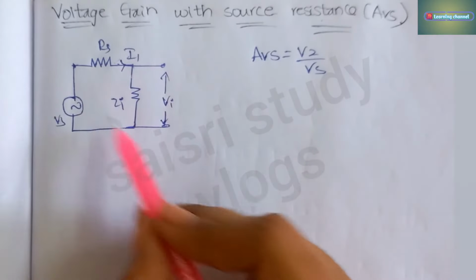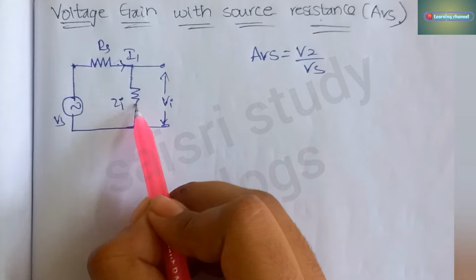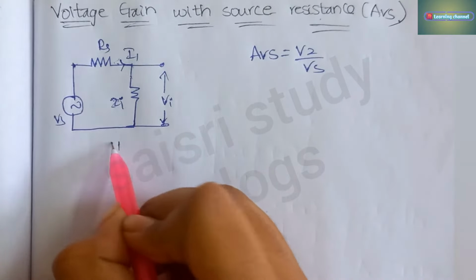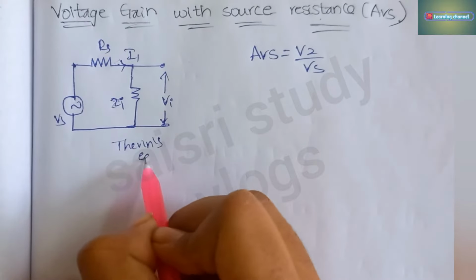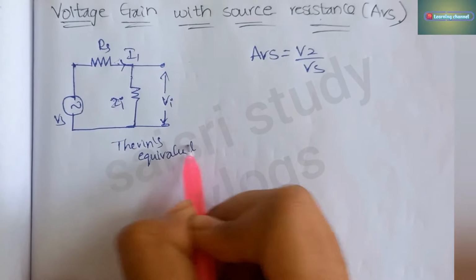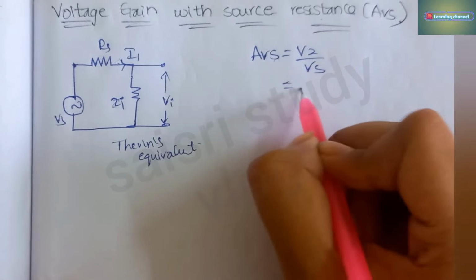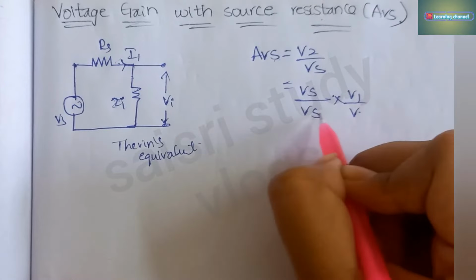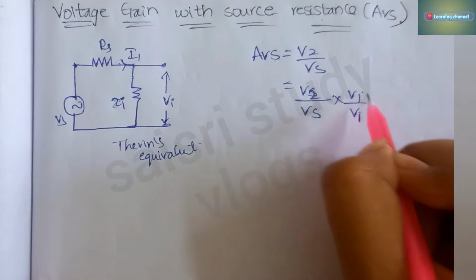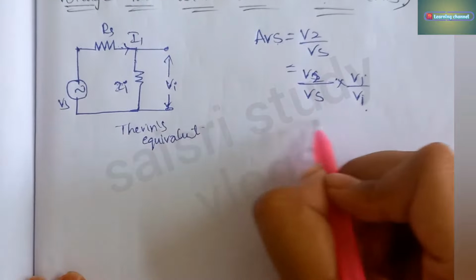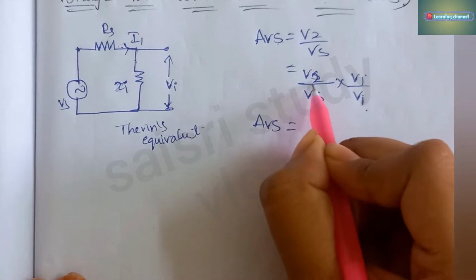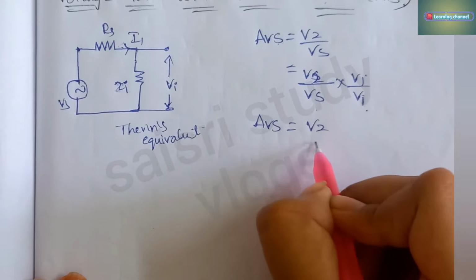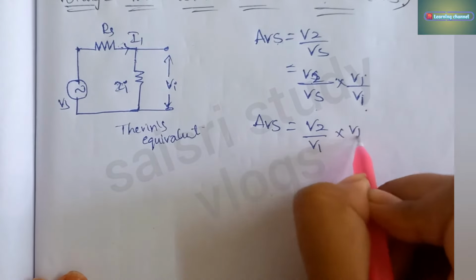So here I took the input part. Just I have drawn a resistor in place of Zi. So this is the Thevenin's equivalent circuit. So from this, I can write this as V2 by Vs into V1 by V1. Just I am multiplying and dividing by V1. Now AVS is equal to V2 by Vs into V1 by V1. So I am writing V2 by V1 into V1 by Vs.